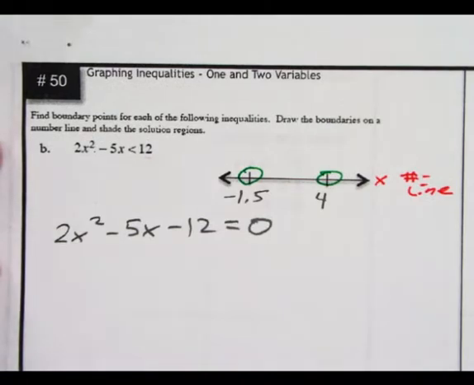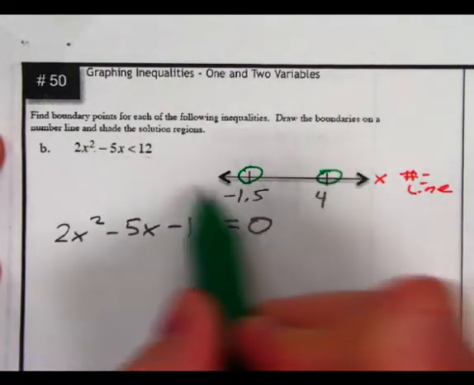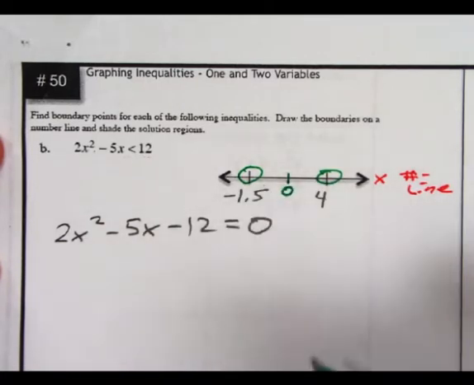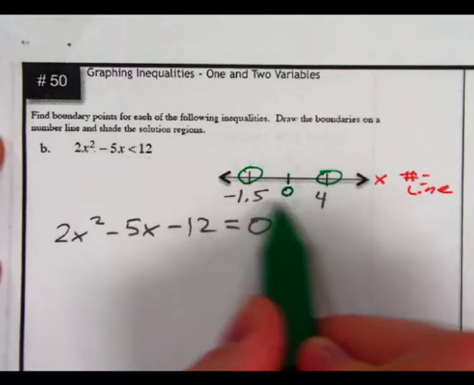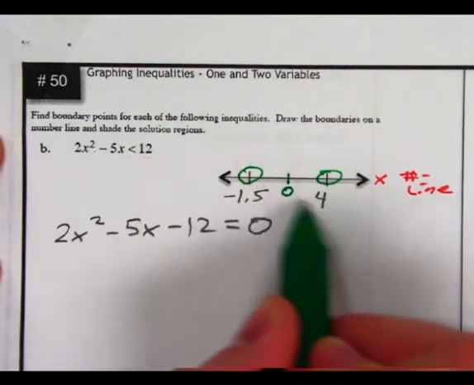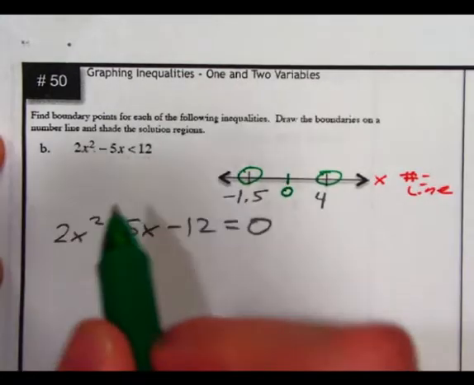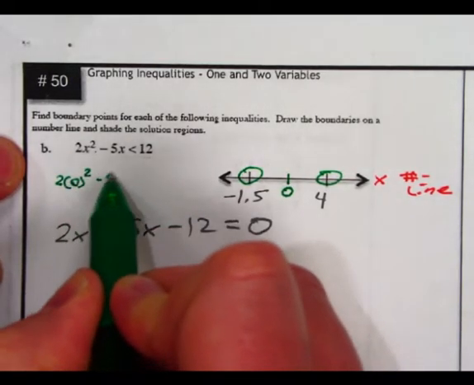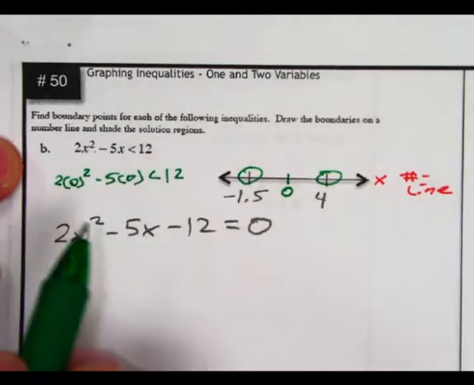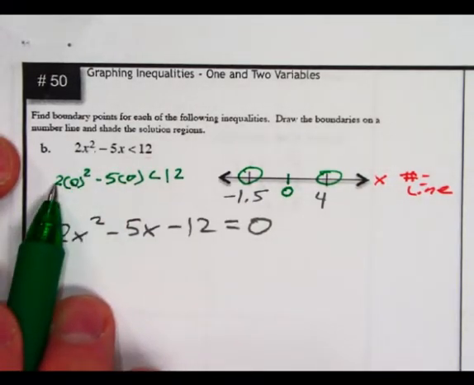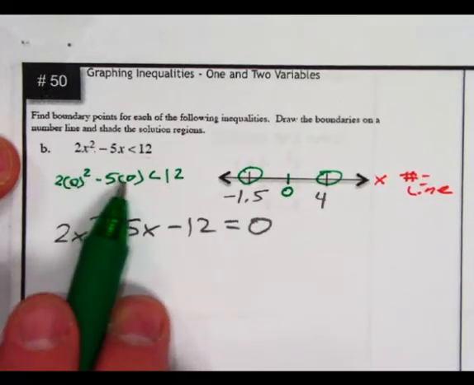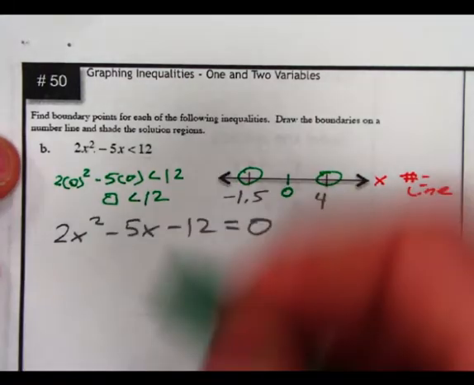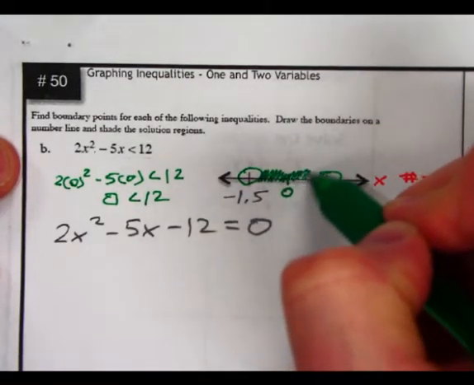You're going to shade based upon numbers that work. The easiest number to test is the number 0. So I test 0. Here's negative 1.5, here's 4, and 0 is somewhere in between. I take 0 and plug it in for x. I'd have 2 times 0 squared minus 5 times 0 is less than 12. Well, is it? 0 squared is 0, 0 times 2 is 0, minus 5 times 0 is 0, minus 0 is 0. This whole side becomes 0. Is 0 less than 12? Absolutely it is. So that's where I shade, because 0 worked, and I shade in between.